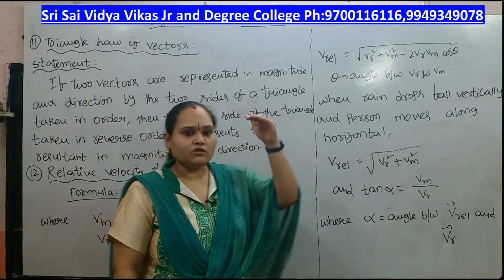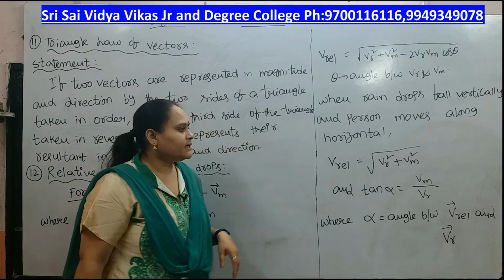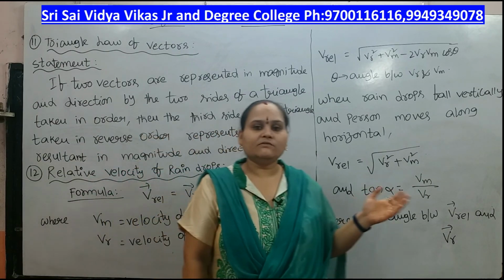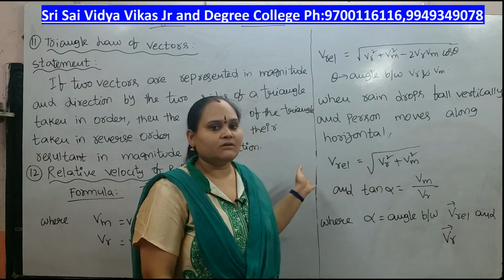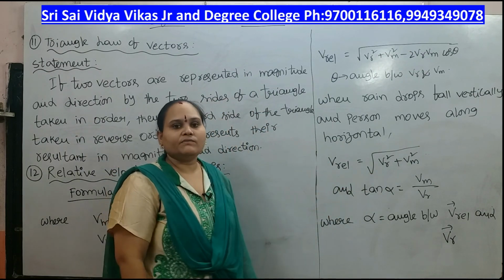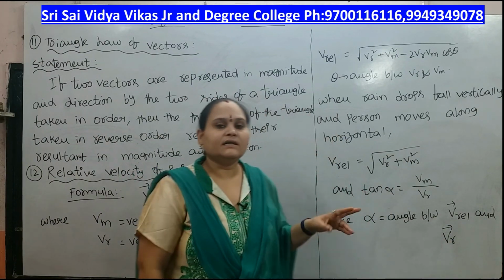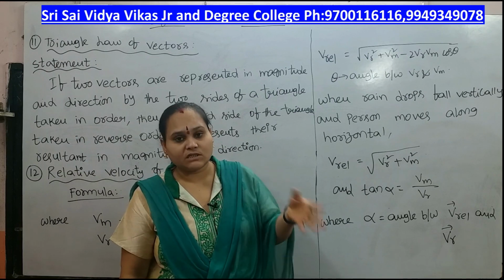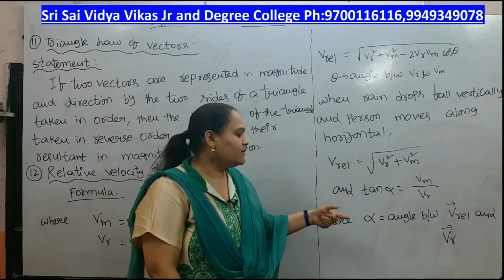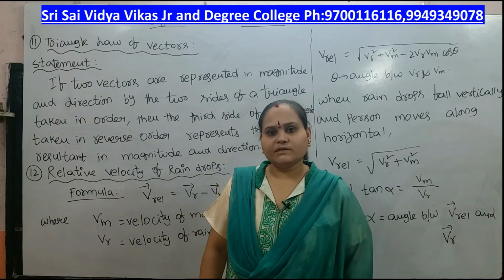When raindrops fall vertically but the man moves along the horizontal direction, the relative velocity will be equal to square root of Vr square plus Vm square, and tan alpha will be equal to the velocity of the man over the velocity of the rain. Here alpha is the angle between the relative velocity and the rain velocity Vr. Okay, that's it. Next we will discuss the remaining topics.